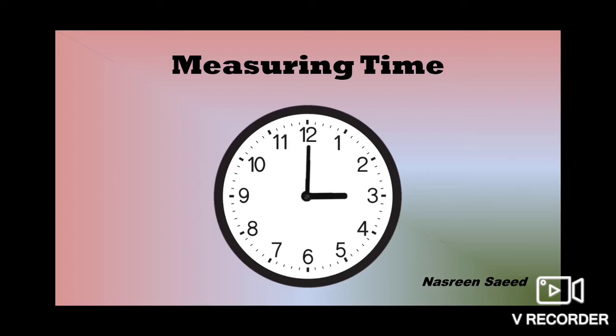If it completes one full round, 1 hour has passed. Whichever number the big hand points to, that number is the minutes which are going on. Then the third hand is also a long hand, but it is much thinner than the minute hand. It shows seconds. If it completes one full round, it completes 1 minute. So these are the hands which show us the time in an analog clock.